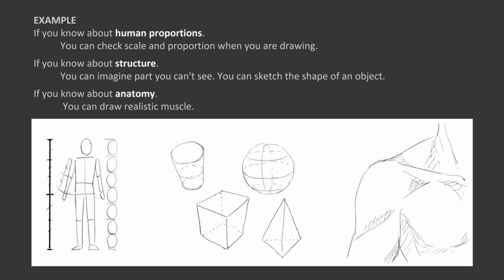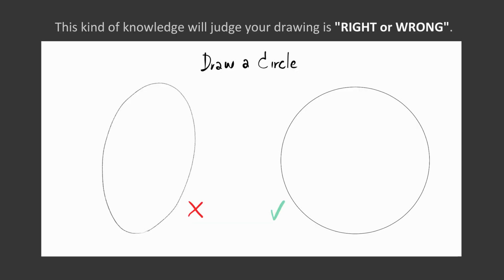For example, if you know about human proportions, you can check scale and proportion when you are drawing. If you know about structure, you can imagine parts you can't see. You can sketch the shape of an object. If you know about anatomy, you can draw realistic muscle. This kind of knowledge will judge whether your drawing is right or wrong.